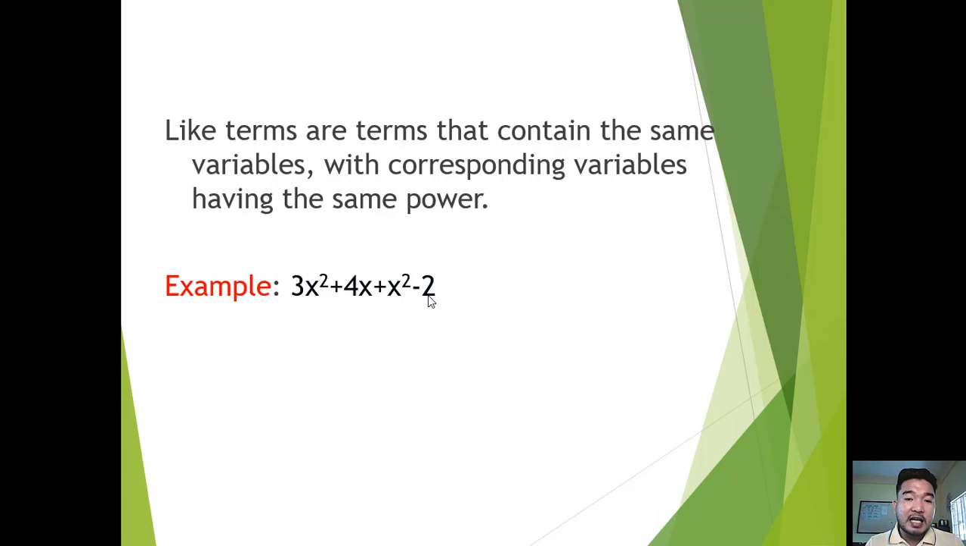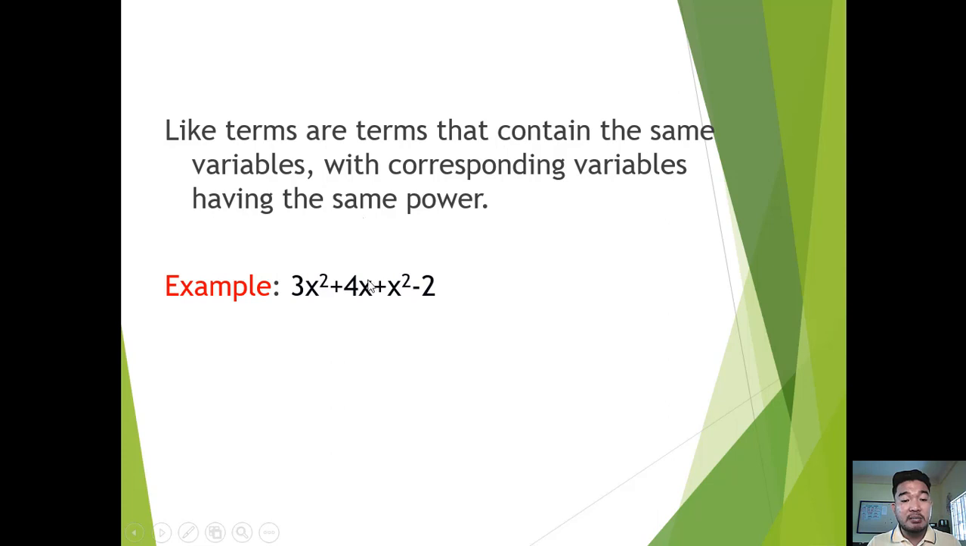Pag sinabi natin like terms, ito yung mga terms na mayroong magkamukhang variables at magkamukha ang kanilang mga powers. Anong ibig sabihin ng powers? The exponents. From this polynomial, we can see that 3x squared and x squared are the like terms dahil parehas silang may variable na x at ang kanilang exponent ay parehas na 2. So sila lang dalawa ang like terms dito.